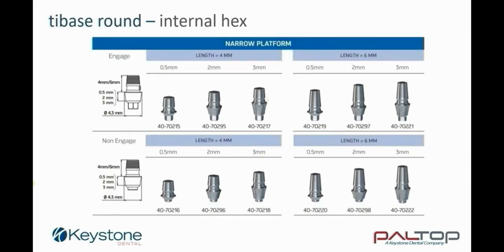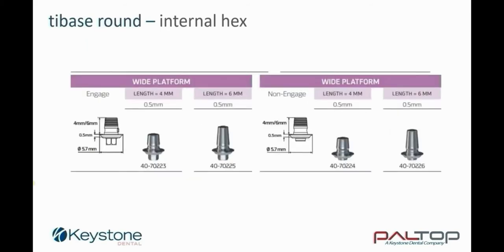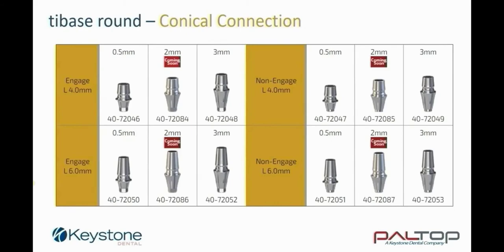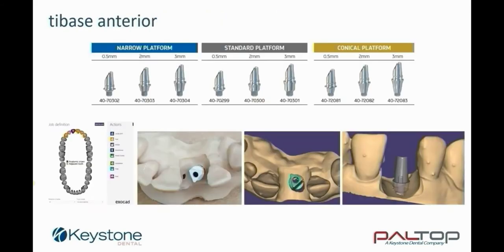This is true also of the narrow platform tie base, the wide platform, and the conical connection. Paltop introduced the tie base anterior for improved aesthetics in the anterior region. The tie base anterior is available for the narrow platform, standard platform, and conical platform in different cuff heights.